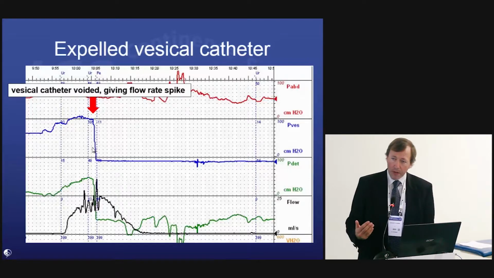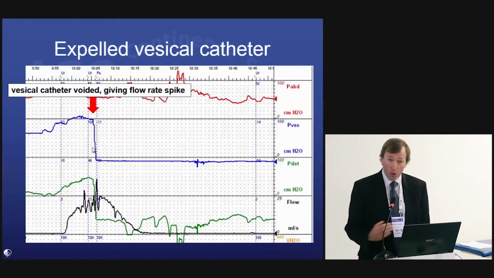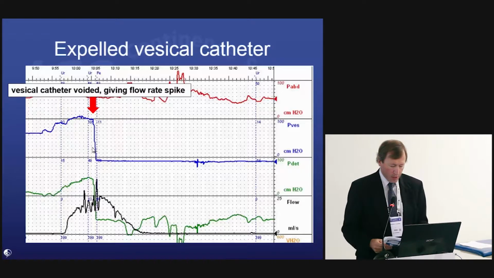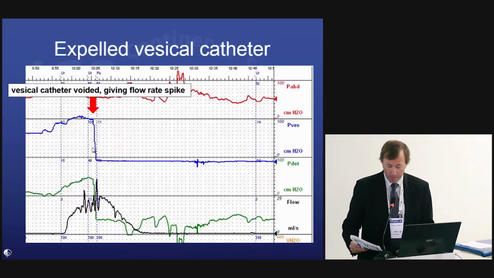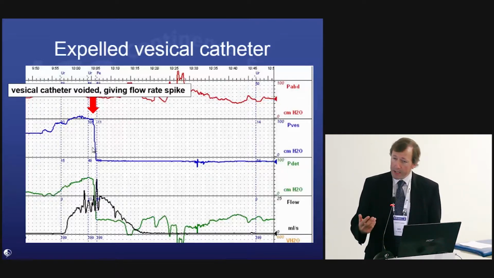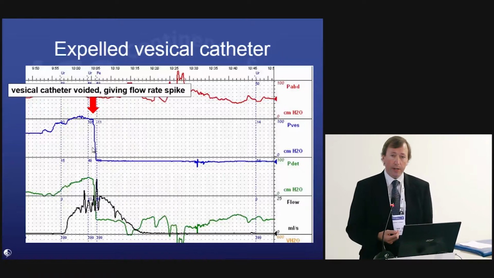So when you're looking at this trace afterwards, you've got to compensate for that spike, ignore it. Follow the line of the flow and figure out where that maximum flow point would have been without the spike in the system. The remedy, as I've said, if the urodynamic question is not answered, you might need to recatheterize.